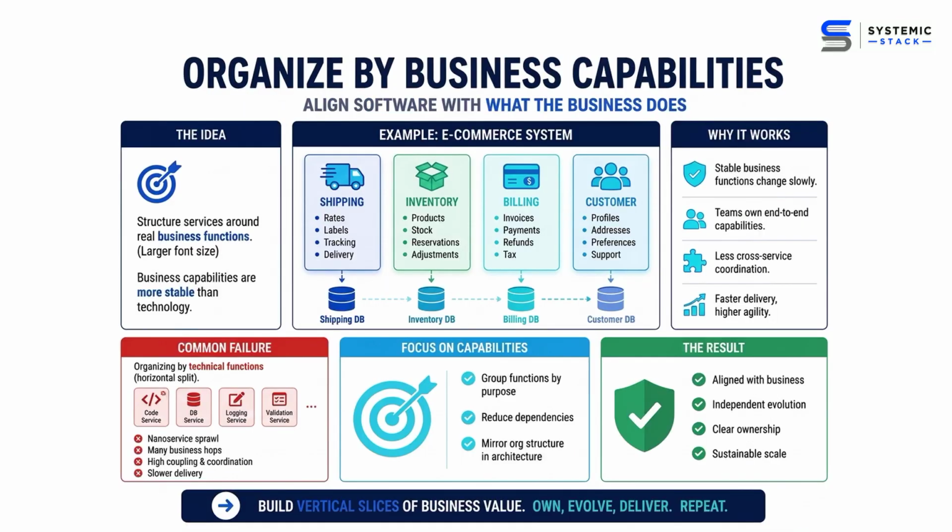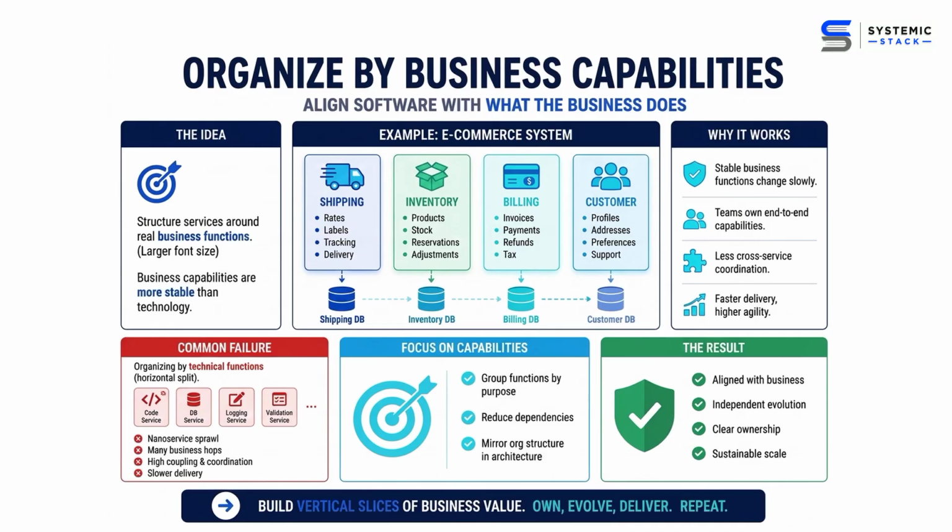One of the most practical ways to organize services is by business capabilities. This approach works by aligning your software with what the business actually does, like shipping, inventory, or billing. What matters here is that business functions are generally more stable than specific technical implementations. While the way you calculate tax might change, the fact that you need a billing function usually won't. A common failure mode is organizing by technical functions instead, like having a logging service or a validation service.